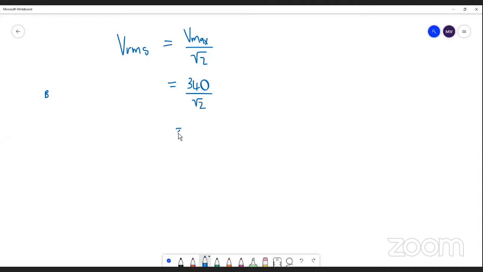So 340 divided by the square root of 2, if you plot that into your calculator, I get 240.416. Yeah. If you round that off. Yes, thank you.